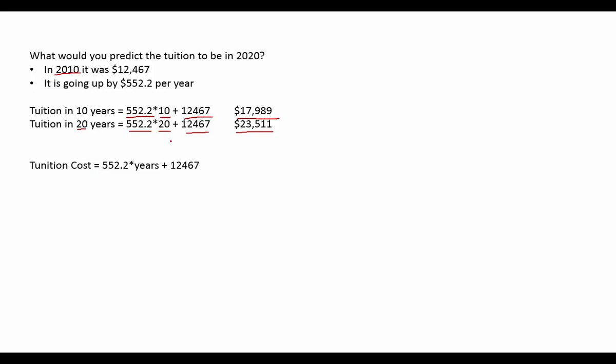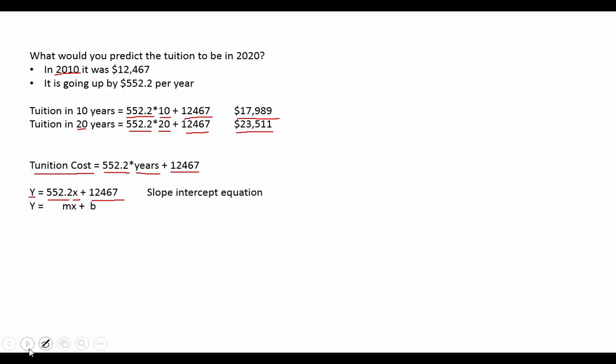The general formula that I'm using here, by the way, you might have noticed, is to figure out the tuition cost in some number of years. I take that rate of change, I multiply it by the number of years, and then I add my baseline. This general format, my tuition cost, my output, my y, or my dependent variable, equals the slope, or the rate of change, times x, my input, plus some baseline. This type of equation is called a slope-intercept equation, and that is the main topic for this particular week.